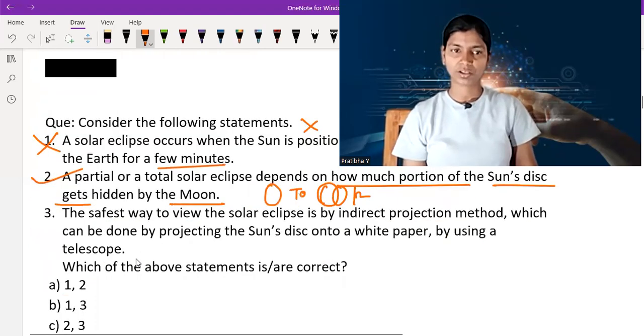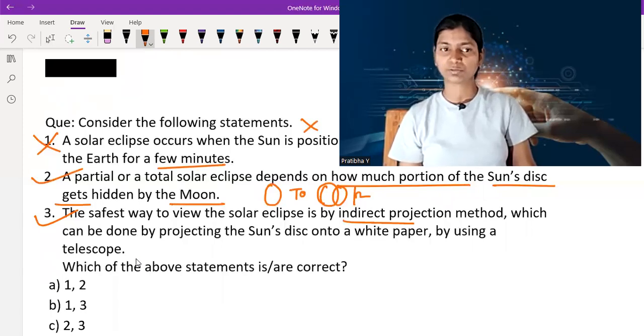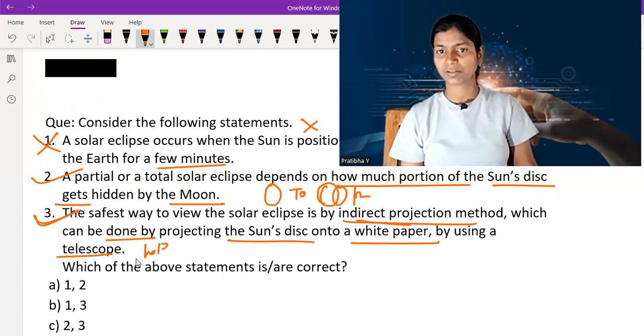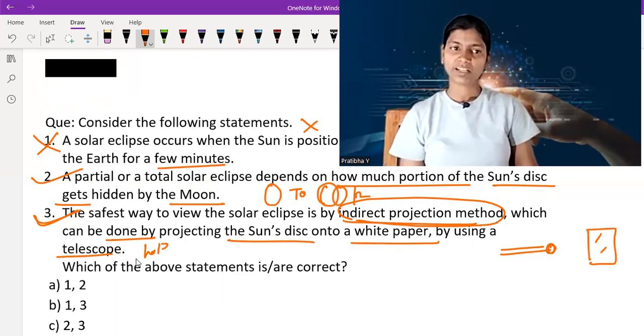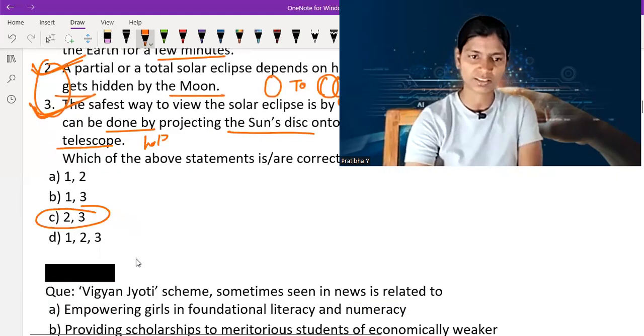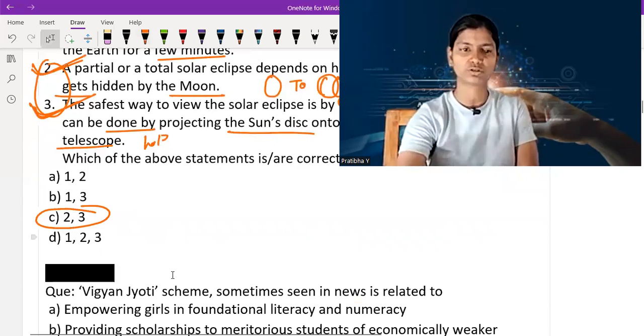Let's talk about the third option. The safest way to view the solar eclipse is indirect, which can be done by projecting the sun's disk onto white paper using a telescope or a small pinhole. Yes, the suggested method is indirect projection, where we can use a telescope or a small pinhole to project the sun onto a white paper and see it. Statement 3 is correct. Statement 2 is correct. So option C is correct. Just check whether we are on the right path. Option C is correct. That means we are on the right path. Now let's move on to the next question.